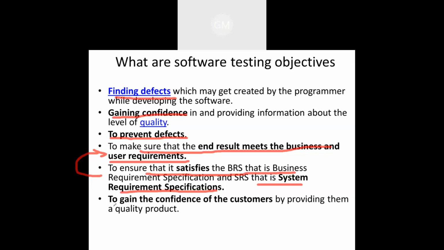Now, the seventh objective is to gain the confidence of the customers, which is provided at the end of the product, whenever we are delivering it to the particular customer. If you have delivered a good quality product, the confidence of the customers will increase, and they will give the next project to you. That's why we require this. All 7 objectives should be satisfied whenever we are testing or delivering any product.